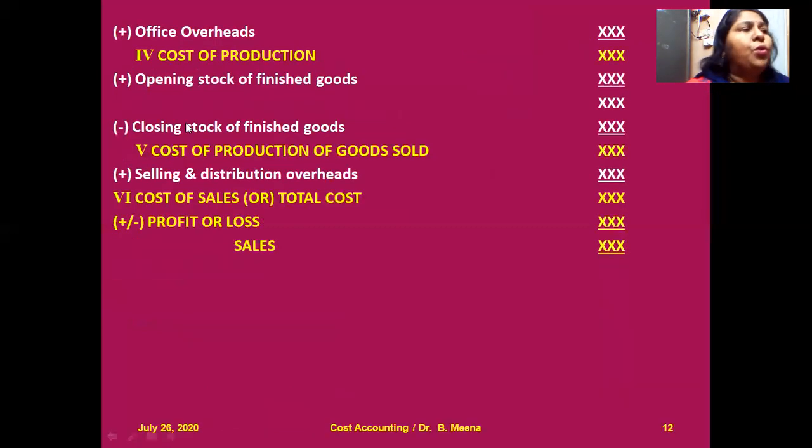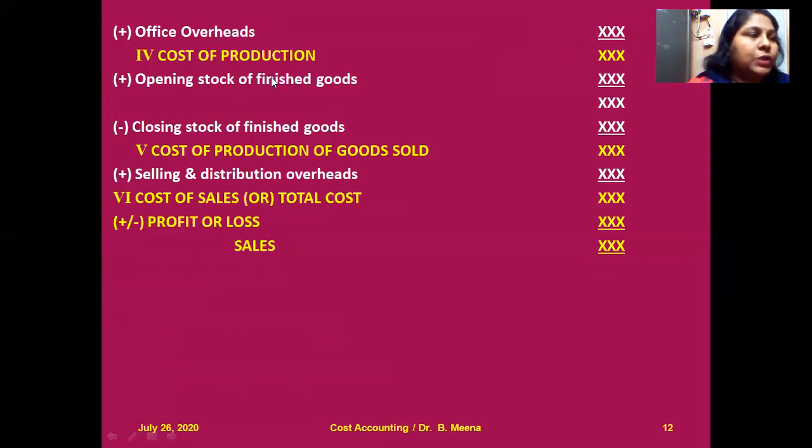Then I will move on to how to calculate the cost of production. Once I have calculated the work cost, I should consider the office related expenses which are given in the problem, then add all those office related expenses, then I'll get the cost of production.